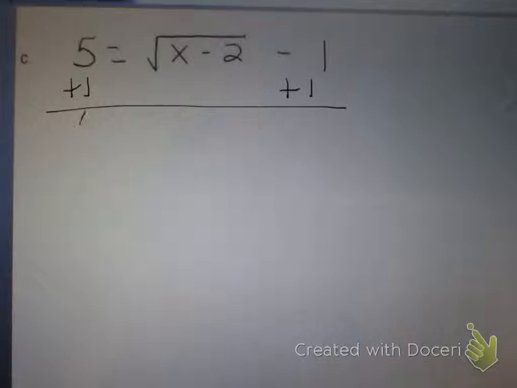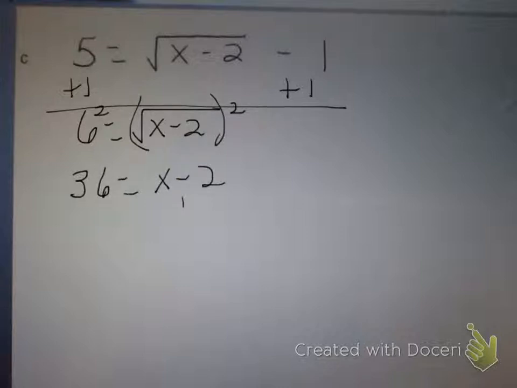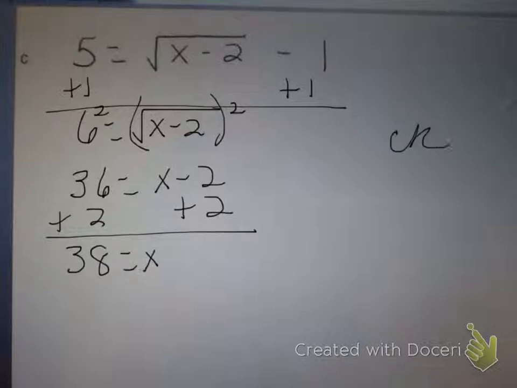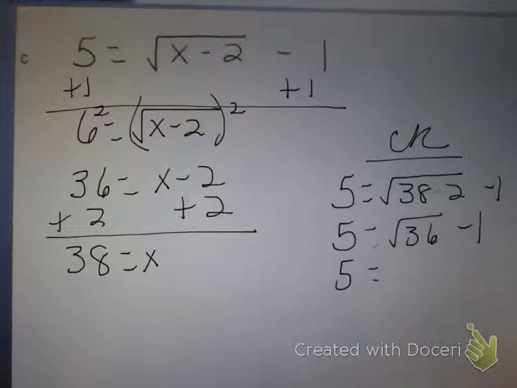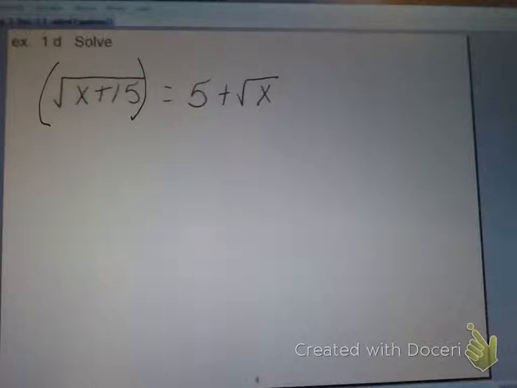Okay, example C, we're going to add 1 to both sides. Then we're going to square both sides. Now we have to check it. And it checks. So we're good to go. Example D, we're going to square both sides. Get rid of the square root. When we square a square root, what's inside just falls out.